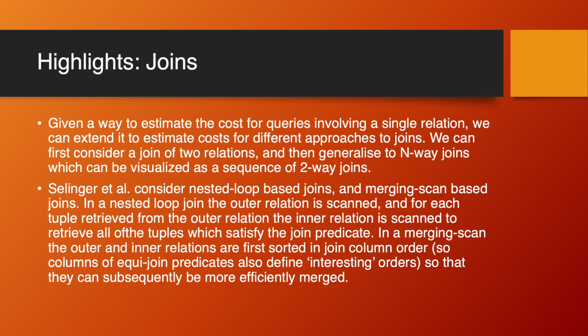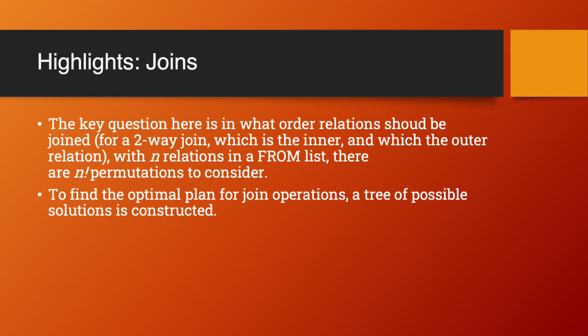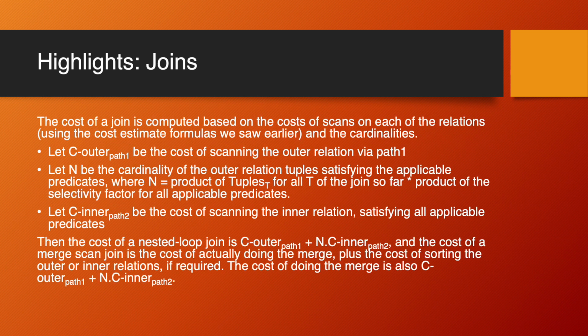In a merging scan, the outer and inner relations are first sorted in join column order. So columns of equijoin predicates are also defined as interesting order so that they can subsequently be more efficiently merged. The key question here is what order relations should be joined. For a 2-way join, which is the inner and which is the outer relation? With n relations in a from list, there are n factorial permutations to consider. To find the optimal plan for join operations, a tree of possible solutions is constructed.